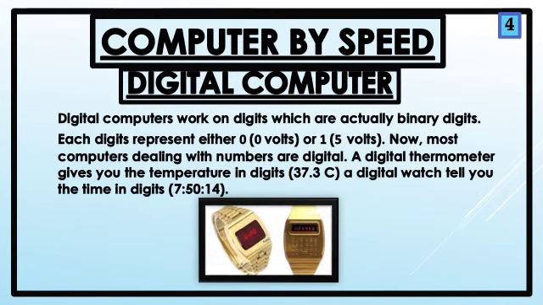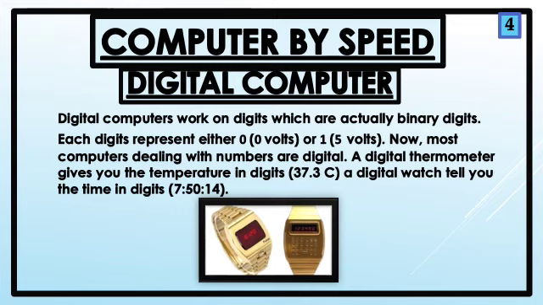The second category is computer by speed. The first topic is digital computers. Digital computers work on digits, which are actually binary digits. Each digit represents either 0 volts or 1.5 volts. Most computers dealing with numbers are digital. A digital thermometer gives you the temperature in digits, 37.3 degrees Celsius. A digital watch tells you the time in digits: 10 hours, 50 minutes and 14 seconds.